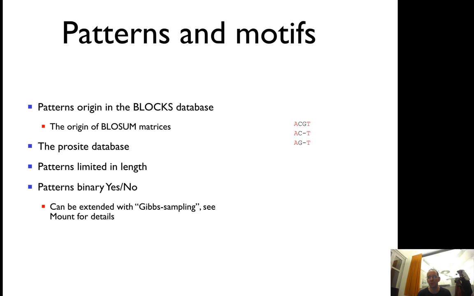And it originated from the Blocks database, the one that we use for making the BLOSUM matrix. There you had these patterns and these blocks that would say, oh, here we have this information. Nowadays, the patterns are collected in databases like PROSITE, but they are a bit old-fashioned. They are often quite short, limited length.